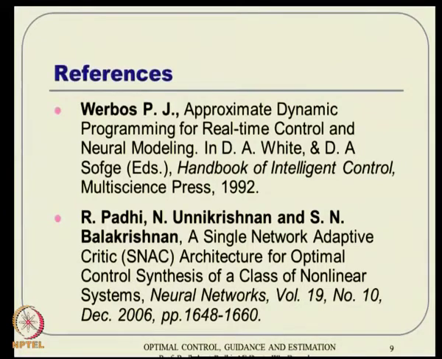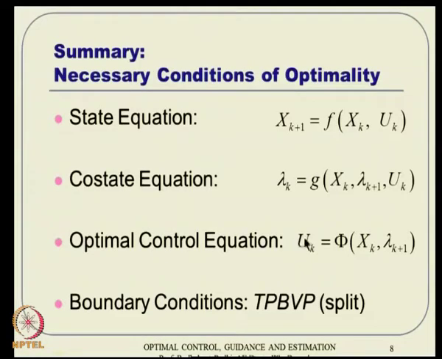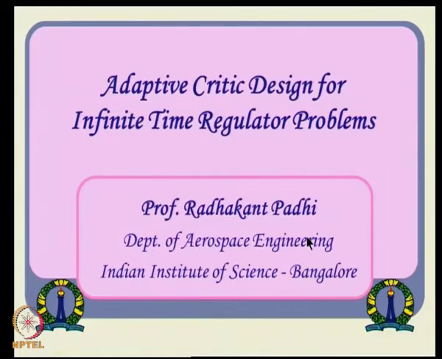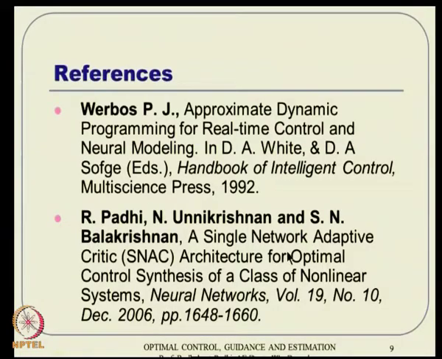Some references, if you want to see some of these derivations a little more carefully, you can see this reference, which is very standard nowadays. It is actually a chapter written in a handbook for intelligent control in 92, about 20 years back. But there is a nice chapter here which talks about approximate dynamic programming actually. And you can see our paper also where these derivations are summarized again. But this paper will talk more about what we are going to do next in the adaptive critic and single network adaptive critic and all that actually.